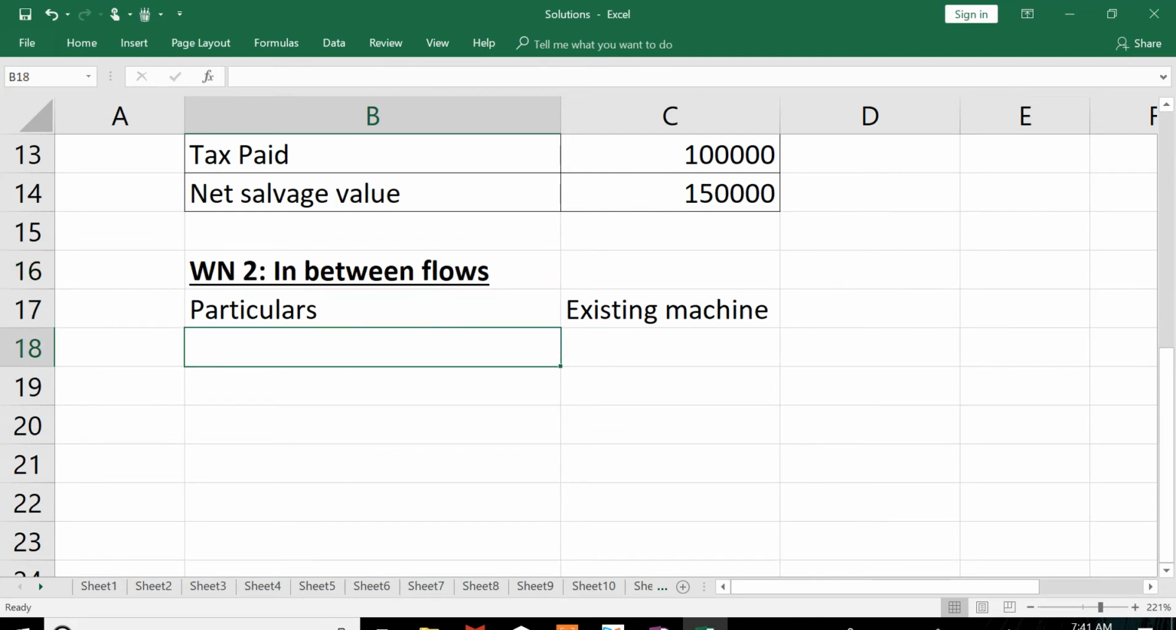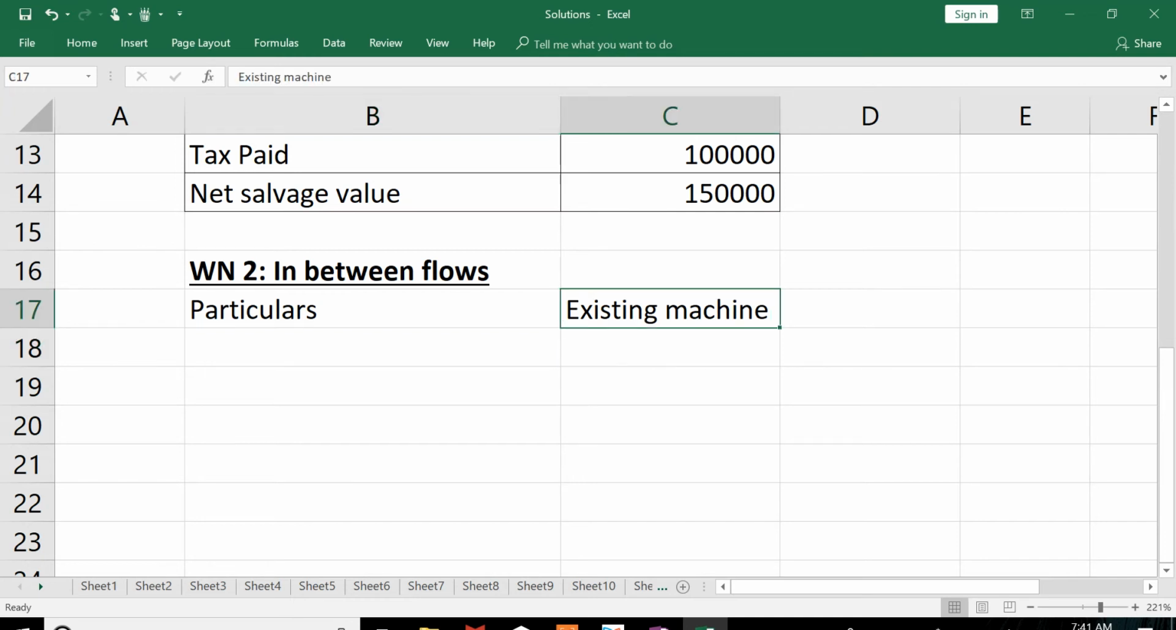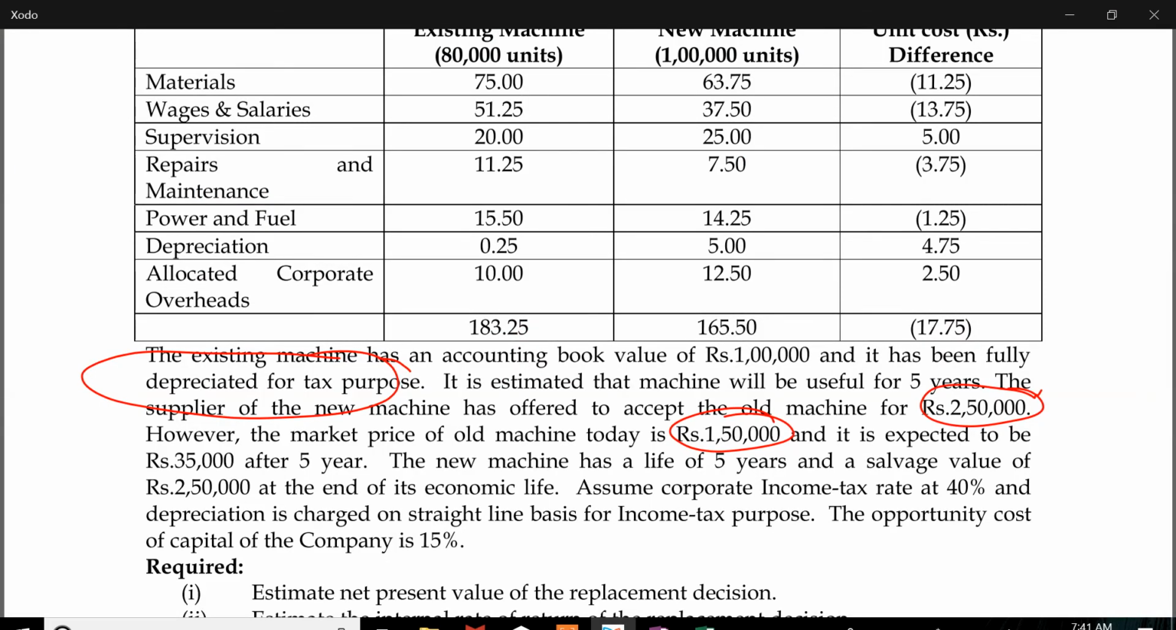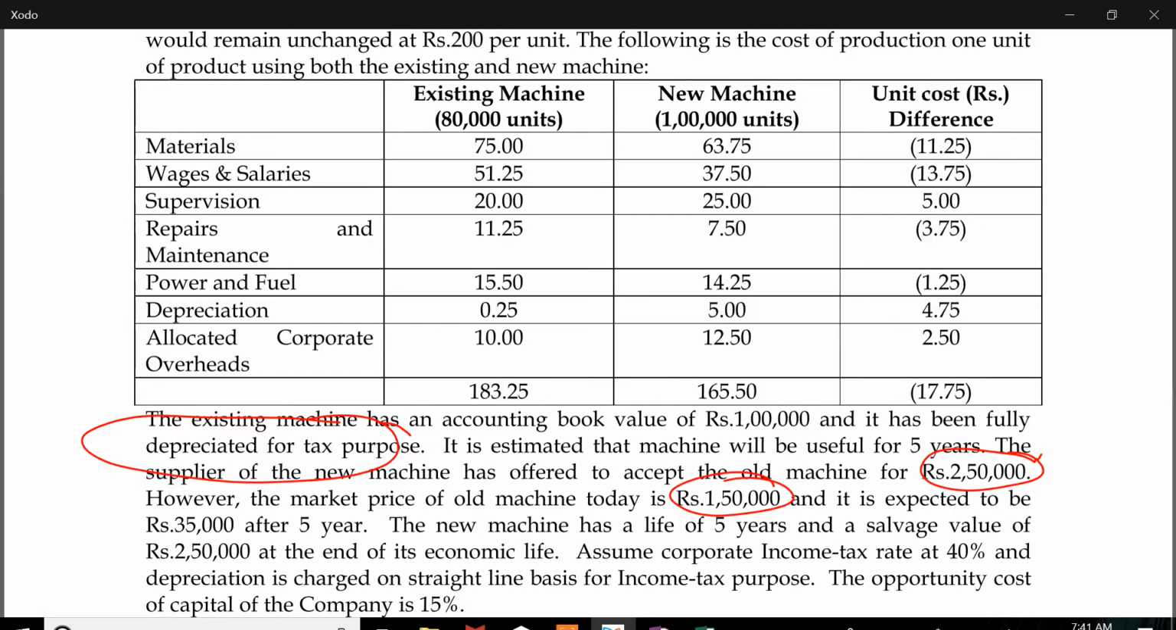Particulars: existing machine and new machine. The new machine will be captured in some time. Let's focus only on the existing machine. Is it possible to calculate revenues? Yes. So let's start with revenues then.